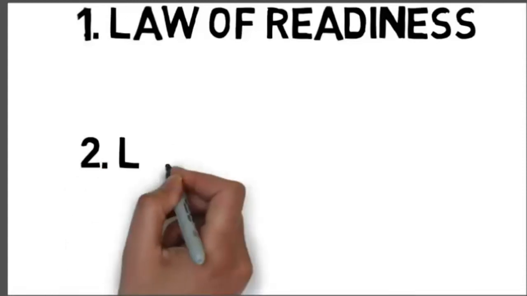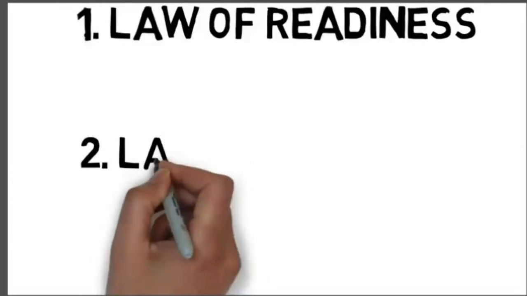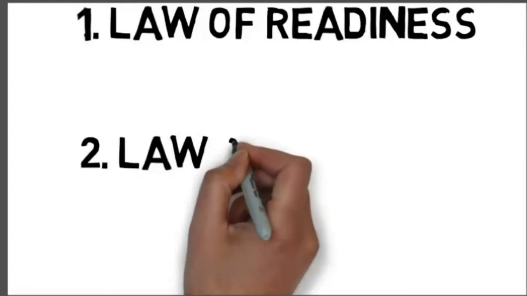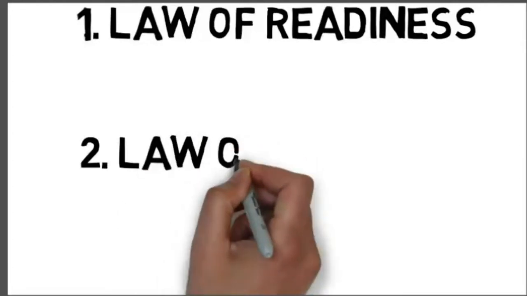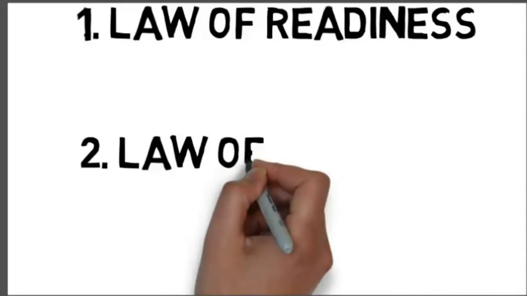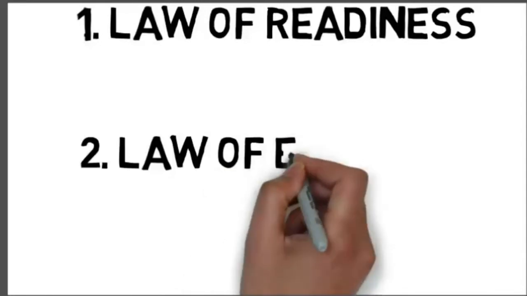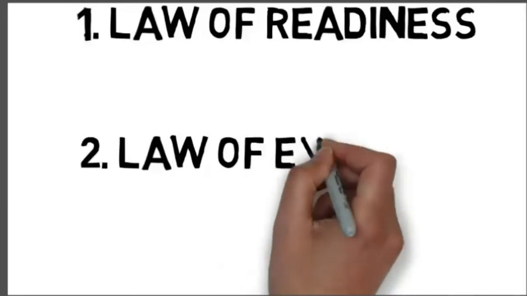So curriculum and learning experiences should be according to the mental level and maturity of the child. If this is not so, there will be poor comprehension, and the readiness may vanish. And then the second is the law of exercise.